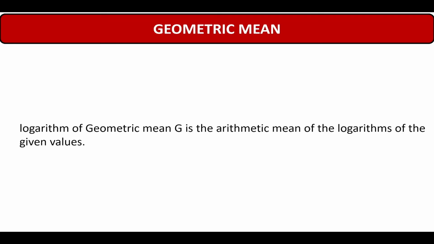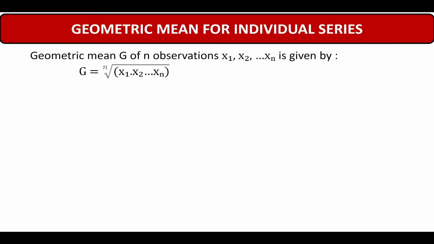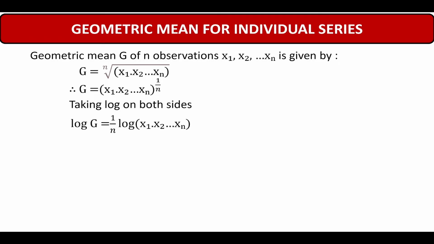Now we will see how the log of the geometric mean is the arithmetic mean of the log of the given values. We will see this for all 3 series, that is individual series, discrete series and continuous series. First, coming to individual series, consider the geometric mean G of n observations x1, x2 up to xn. The geometric mean is given as the nth root of x1 into x2, continuing till xn. Now if we take log on both sides, log of G is equal to 1 by n log of x1 into x2 and up to xn.